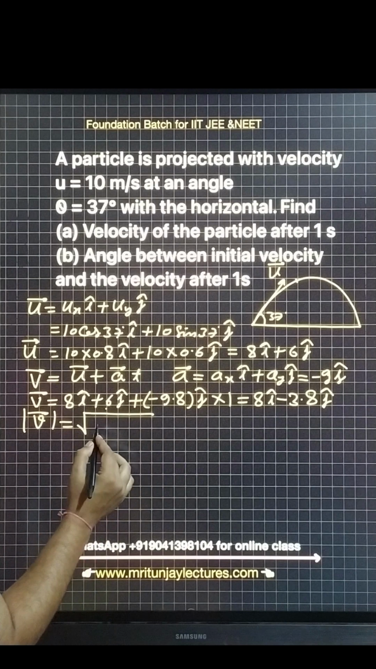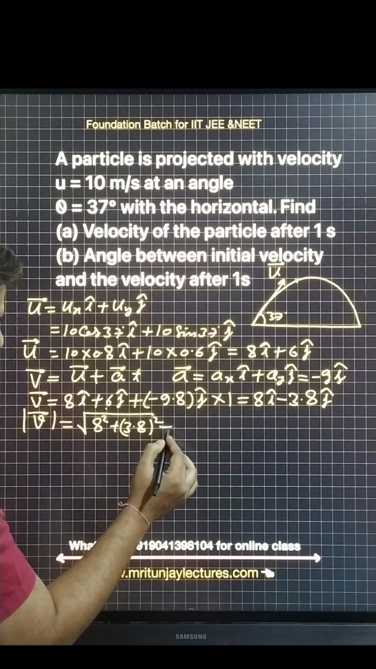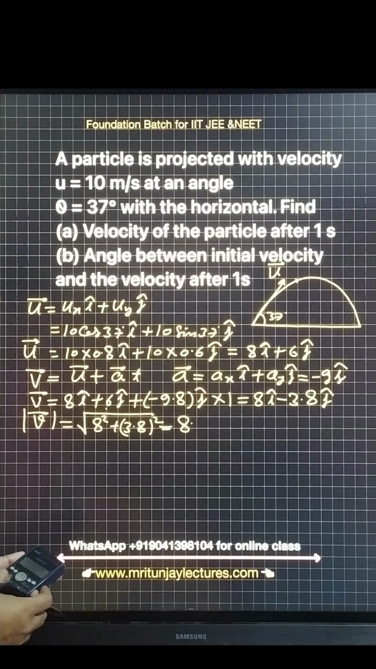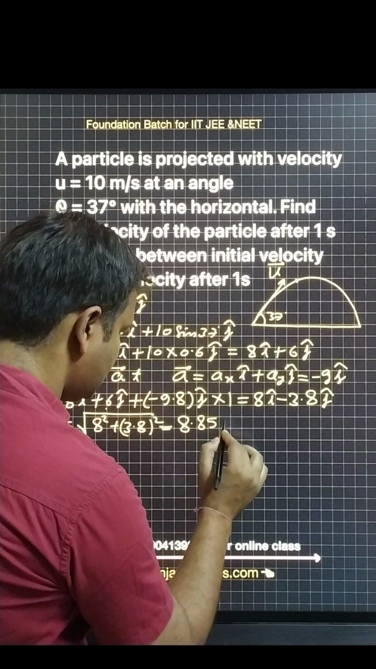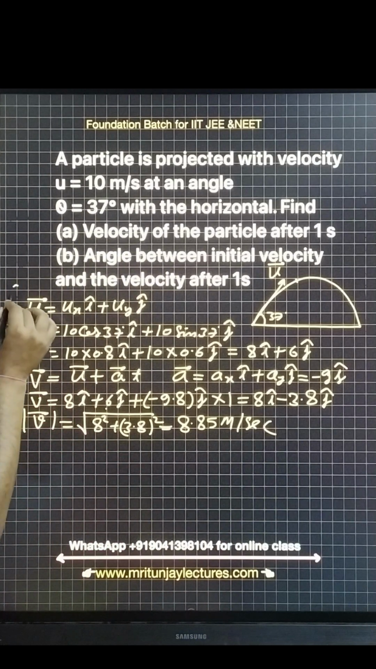So what about the magnitude of the velocity after 1 second? That is written as the square root of 8 square plus 3.8 to the whole square. That one is 8 point something. The under root of that is 8.85 meter per second. Okay, this is part A.